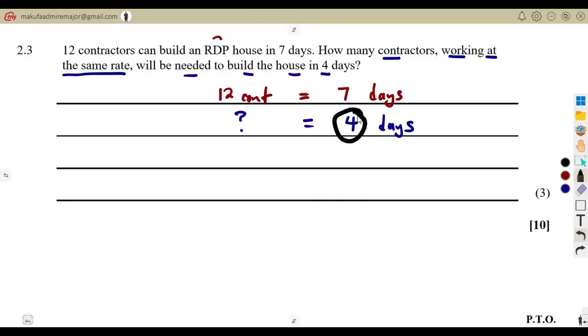So guys, for us to have fewer days for them to finish this same RDP, in 4 days, look at the days, they are less. It does not mean we need less people, you know. It is the opposite now. We need more people to finish, which is X. We need more people there.